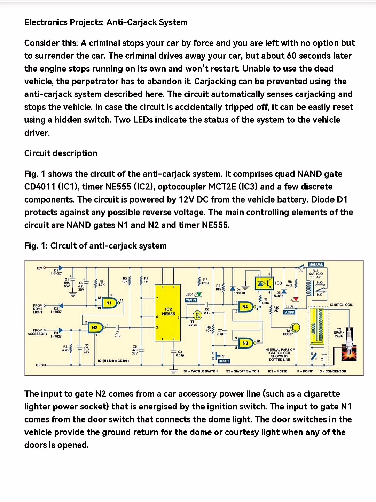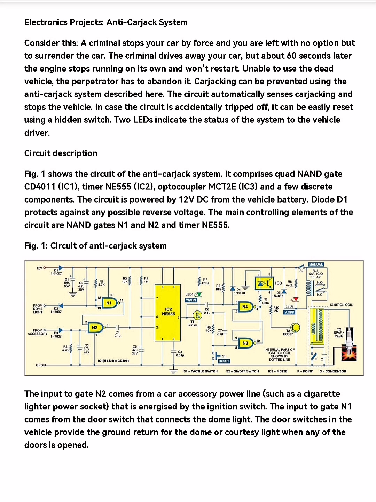Carjacking can be prevented using the anti-carjack system described here. The circuit automatically senses carjacking and stops the vehicle. In case the circuit is accidentally tripped off, it can be easily reset using a hidden switch. Two LEDs indicate the status of the system to the vehicle driver.